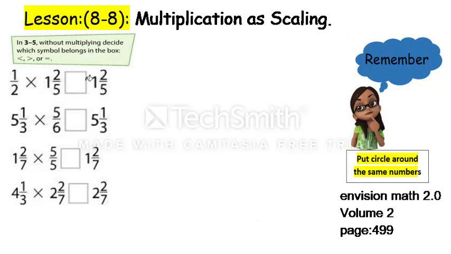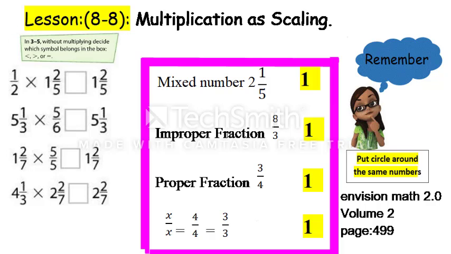Instead of doing all of these steps, we want to compare without multiplying. But before that, we need to know the difference between these expressions. We have here 2 and 1/5. It's a mixed number, and any mixed number is greater than 1. 8/3 is an improper fraction, and any improper fraction is greater than 1. But how can we know that it's an improper fraction? In an improper fraction, the numerator is greater than the denominator.